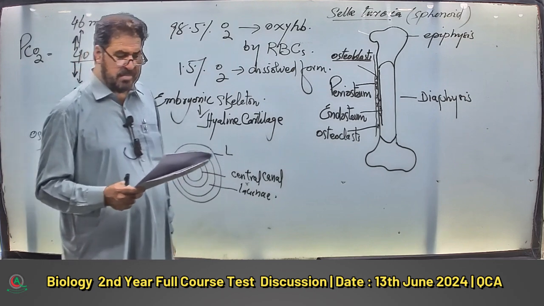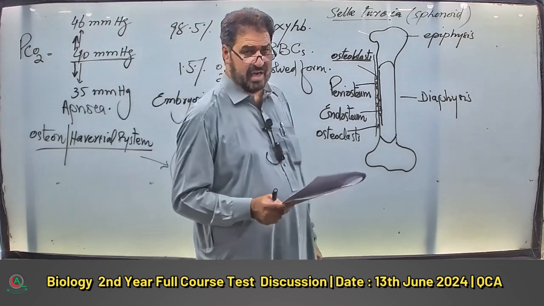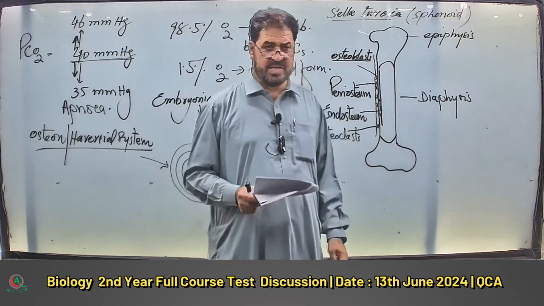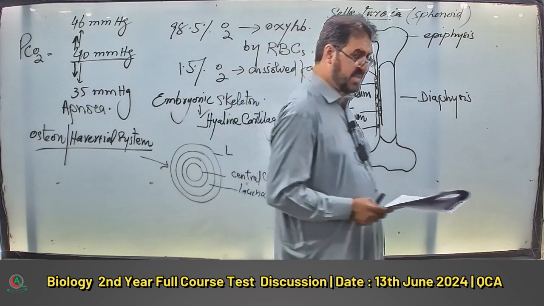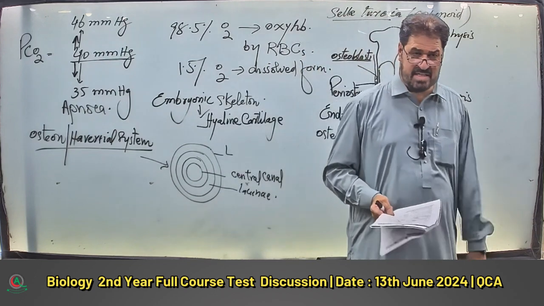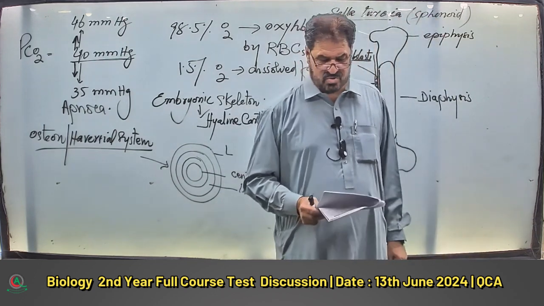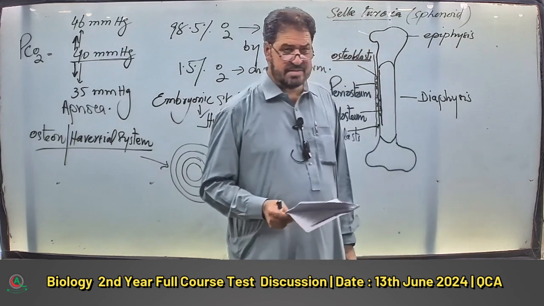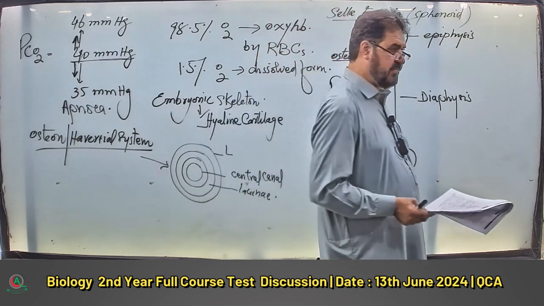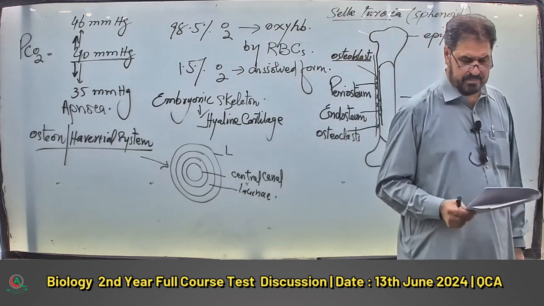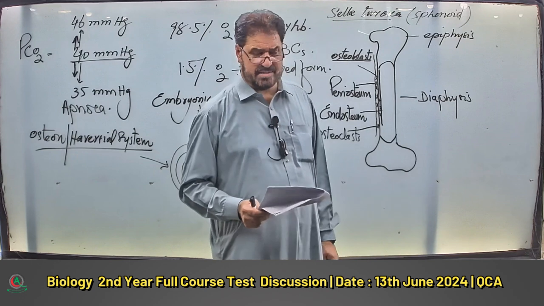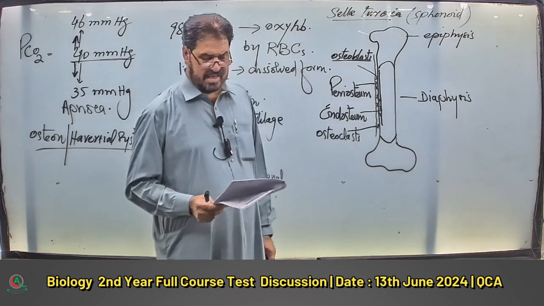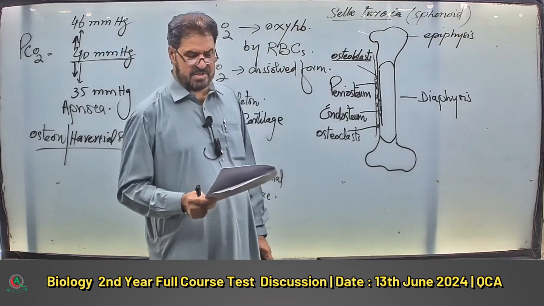The least movable joint is fibrous joint. So joints are classified in various ways on the basis of movement, on the basis of material that forms the joints. So fibrous joint, which is made up of fibrous protein, collagen fibers, forms fixed joint. So they are the least movable joint. Option first is correct.